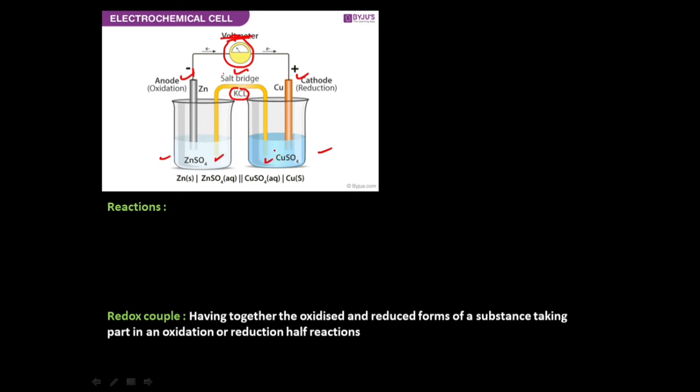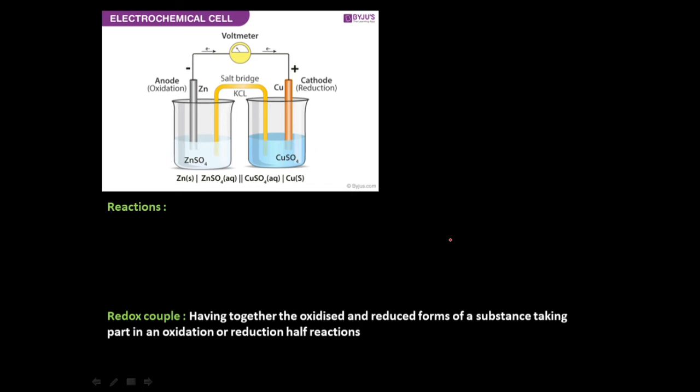As you know, a circuit must be a closed circuit. If there is no closed circuit, then current will not flow. So in order to complete the circuit like this, we will introduce this salt bridge. In the absence of the salt bridge, we can't complete the circuit. So the salt bridge is introduced to complete the circuit. This is how the Daniell cell is constructed.